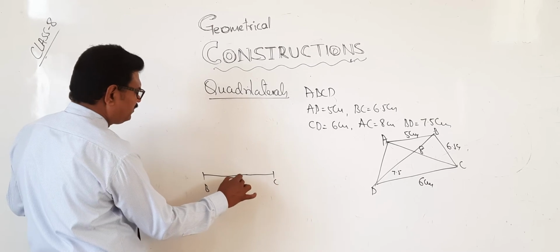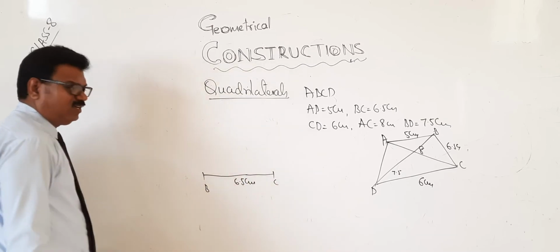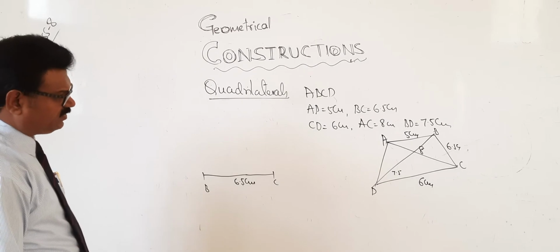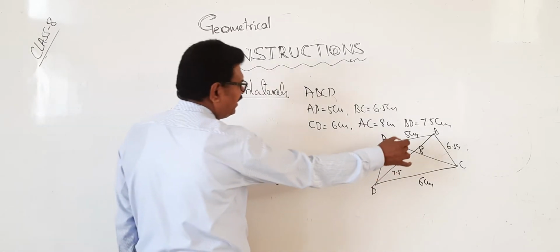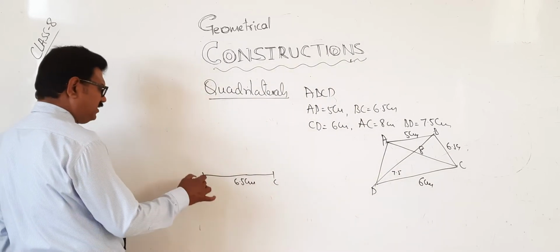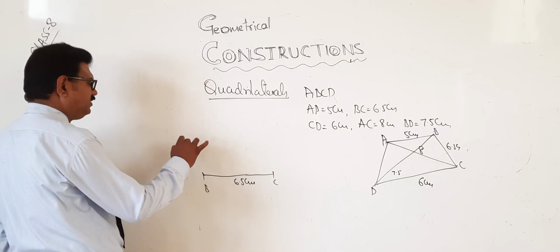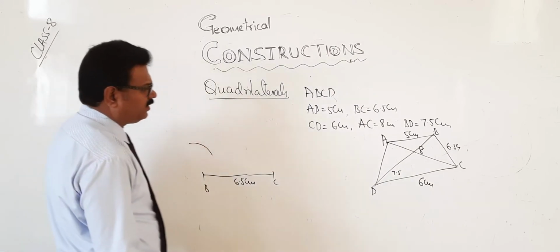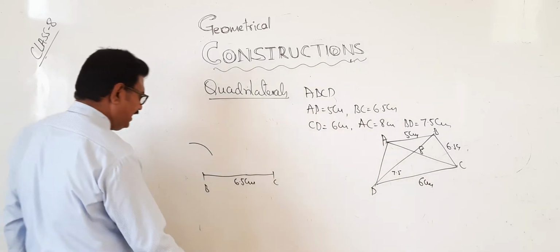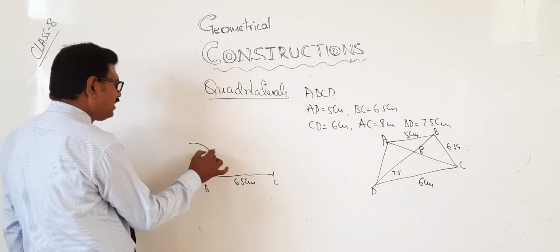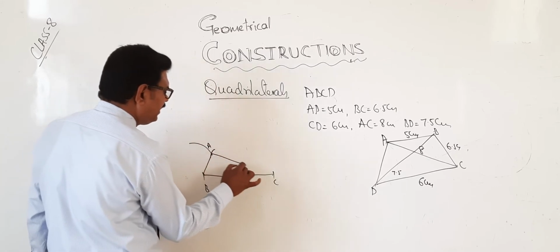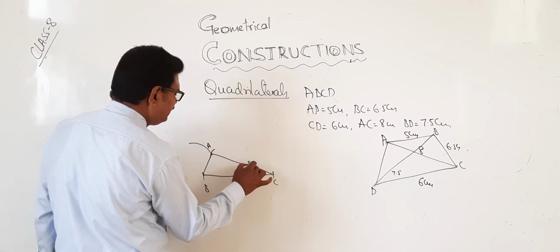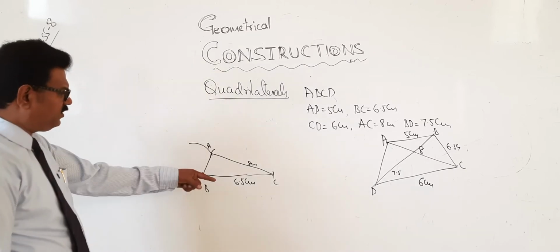How many centimeters? 6.5 centimeters. Next, BA. How much is BA? 5 centimeters. From here, 5 centimeters. AC, how much is there? 8. From here you cut. It is nothing but A and C, 8 centimeters. Now ABC is over.